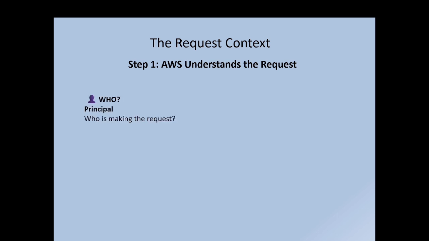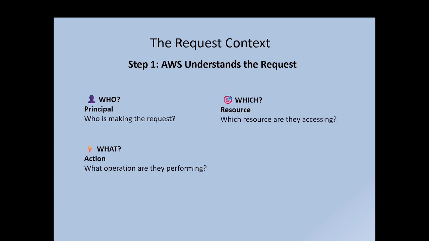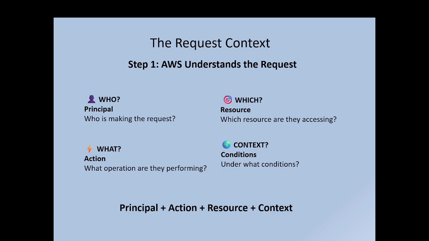AWS first needs to understand what the request is actually asking for. Every API request has important information associated with it. First, who is making the request? This is the principal. The second one is what operation are they trying to perform? This is the action. Then which resources are they trying to access? This is the resource. And finally, what other conditions or context apply to the request? So at a high level, we can think of request context as principal plus action plus resource plus context. Once AWS understands this request context, it can evaluate the policies that apply to that request.